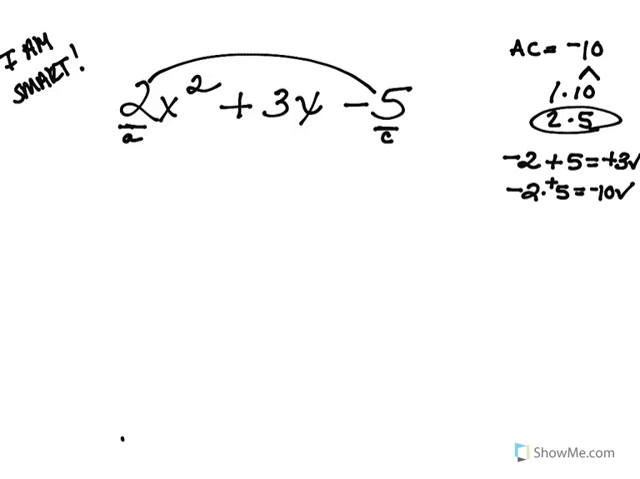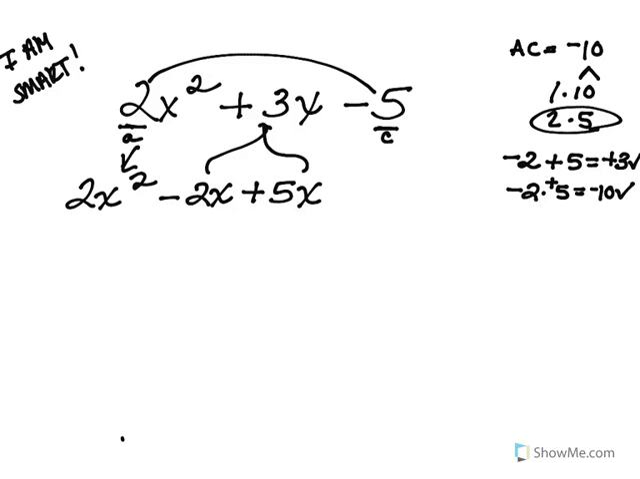So now what we're going to do is create a 4-term polynomial. Basically, we're going to end up factoring this problem by grouping. So we're going to rewrite this. 2x squared, the first term comes down. Instead of putting the 3x, we're going to replace it with the 2 factors we found. So how do we create the 3x in the trinomial? With a negative 2x and a plus 5x. And then the C term comes down.